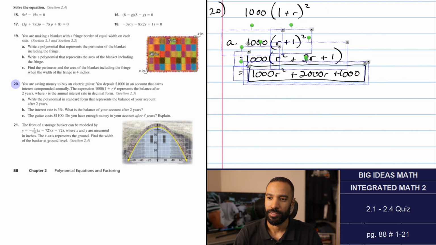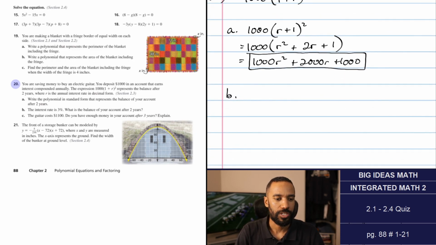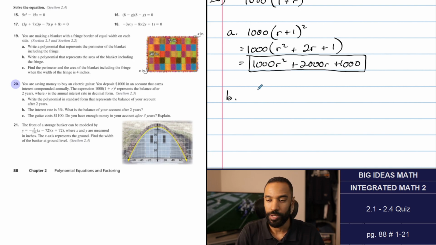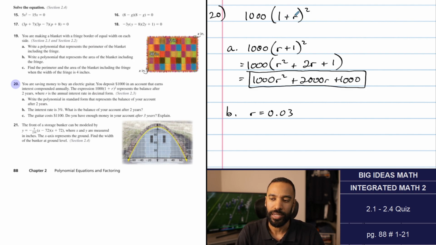Part B, the interest rate is 3%. What is the balance of your account after 2 years? So I do need a calculator for this, apparently. So the r value for 3% is 0.03. Now you have two options for this. You can either substitute it into here or into here. I personally kind of like the top one.